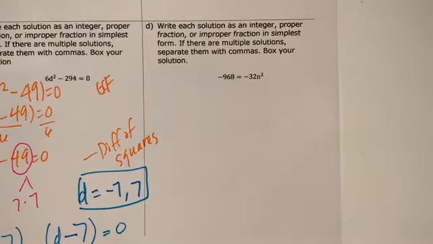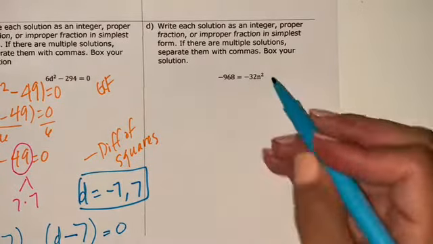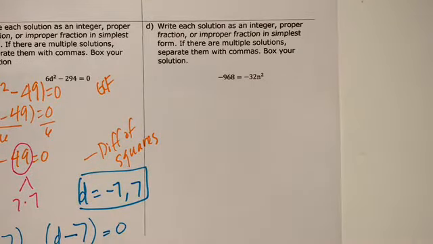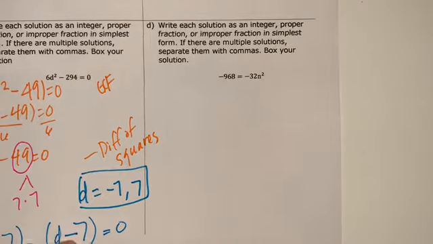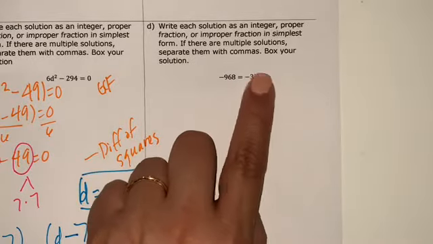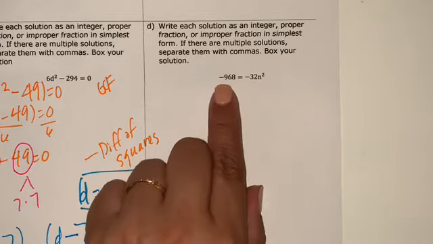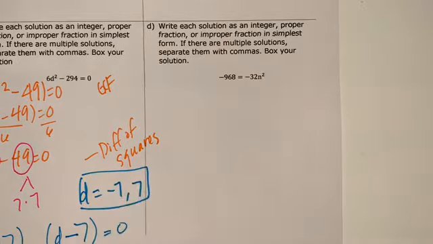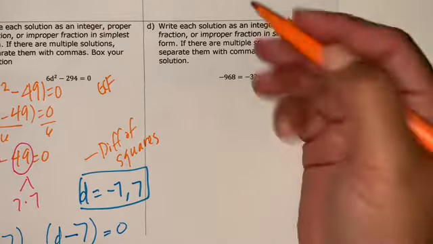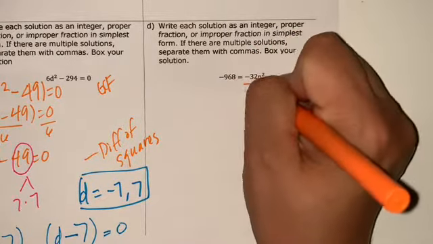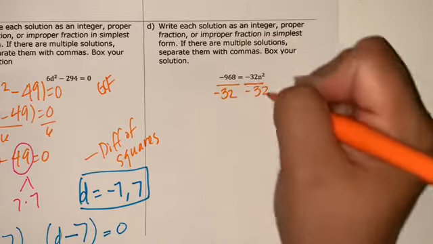Okay, this is your last example. This one's kind of broken up for you. You have negative 968 equals negative 32n squared. And we're just going to go from there. So what you want to do here is you want to get the n squared by itself. And by doing that, you're going to divide both sides by negative 32. So let's say divide by negative 32 to get the n squared by itself.